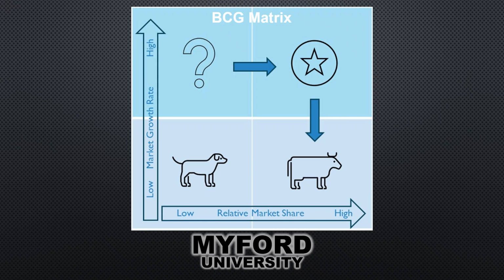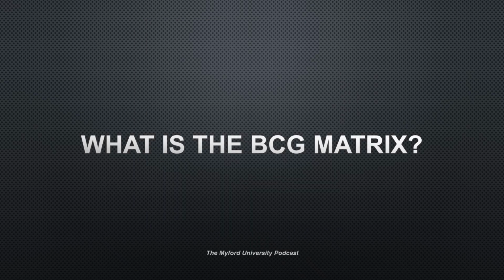Let's break it down. What is the BCG matrix? Well, the BCG matrix is also called the Growth Share Matrix and was created by Boston Consulting Group. It's a 2x2 grid that helps you categorize your products or services or business units based on two things: market growth rate and relative market share.